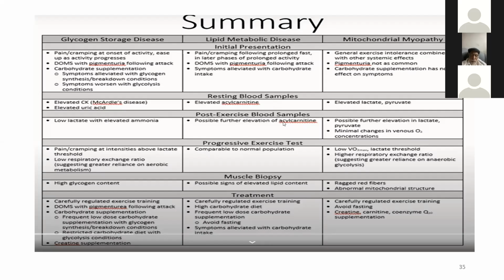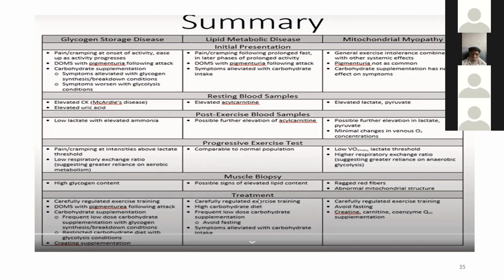About the exercise test, the post-exercise blood samples. In glycogen storage disease, low lactate. In lipid storage disease, possible elevation of acylcarnitine. In mitochondrial myopathy, elevation of lactate and pyruvate, and characteristic minimal change in venous oxygen concentration. About the muscle biopsy, the most characteristic is ragged fibers in mitochondrial myopathy. You may see glycogen content increased in glycogen storage disease. You may encounter elevated lipids in the muscles in lipid storage disease.